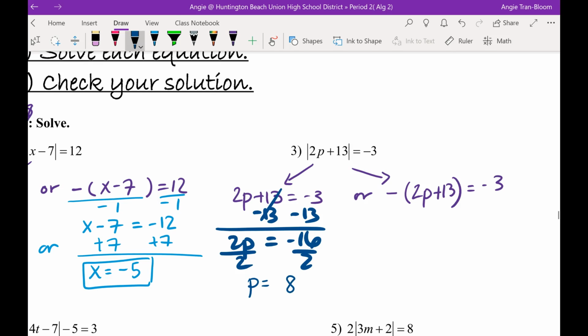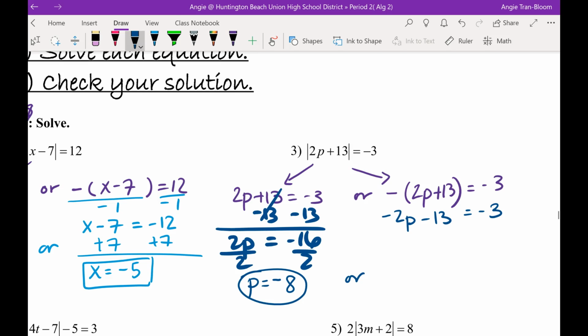Eight is partially right. You are right, okay? Or, let's do this side. I'm going to distribute the -2, so negative sign. So negative 2p minus 13 equals -3. What do you want to do next, please?